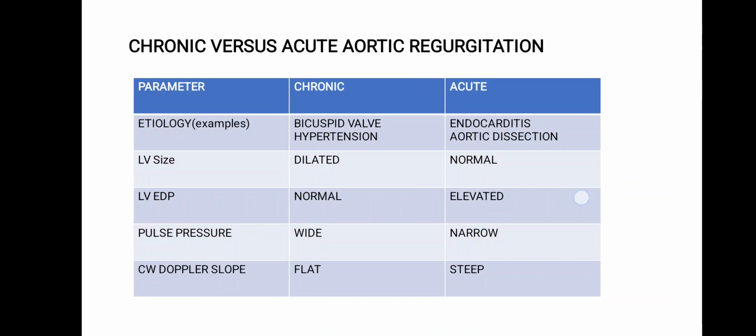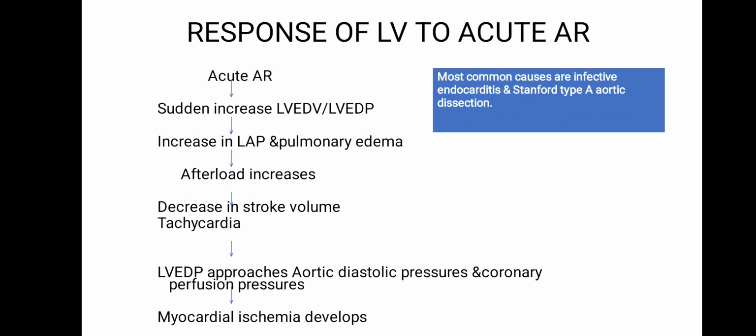Then coming to the response of the LV to acute aortic regurgitation. The most common causes are infective endocarditis and type A aortic dissection. In acute aortic regurgitation, there is a sudden increase in the LV end-diastolic volume or pressure, which results in increased left atrial pressure and pulmonary edema, because the regurgitation goes to the LV, then to the LA. Afterload increases, which also results in a decrease in stroke volume and tachycardia.